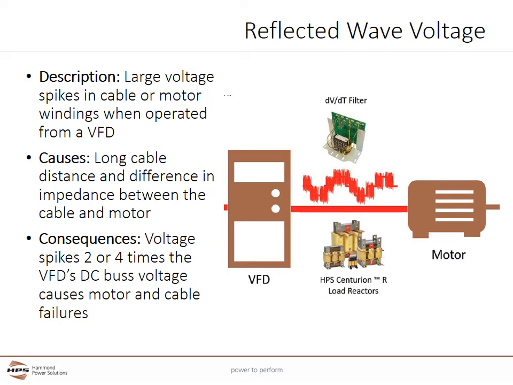The reflective wave phenomenon occurs when long cable lengths between the VFD and motor are present. This creates large voltage spikes in the cable or motor windings. This is caused by both the pulse width modulated nature of the VFD's output, long cable distances, and differences in impedance between the cable and the motor. This results in voltage spikes of 2 or 4 times the VFD's DC bus voltage. The DC bus voltage is the square root of 2 times the system voltage. These high voltages can cause motor and cable failures if not mitigated.